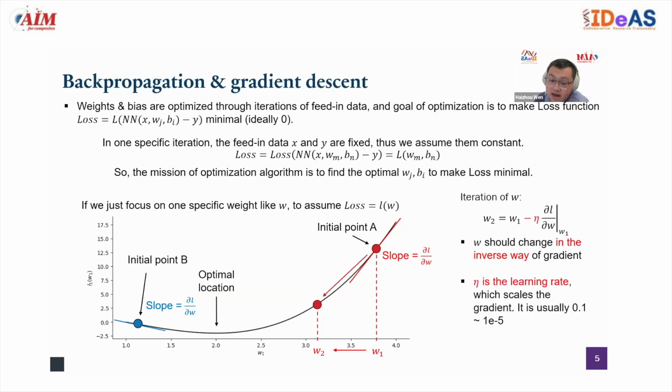So we can add a scaling factor to scale down the step. This factor is called the learning rate. And with the learning rate, the point gradually marches to the optimal location. This concept and this whole process is called gradient descent.